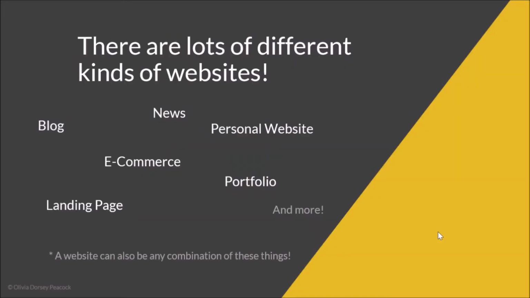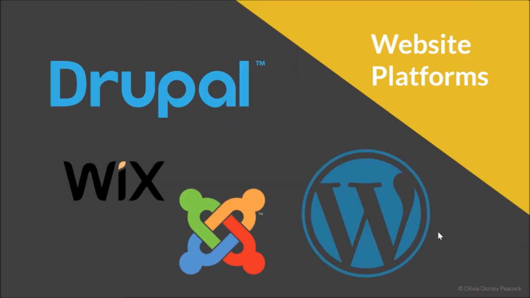So, believe it or not, there are actually a lot of different kinds of websites available out there to create. There's blogs, there's news websites, personal websites, e-commerce, landing pages, portfolios, and so much more. And a website can be any combination of these different types of things. There are also a large variety of different website platforms out there. So for us, I'm going to be talking about more of a website that may be more personal to you. So maybe it's a website that's more about your family history, or maybe it's a blog that relates to topics that you're interested in or your family history research.